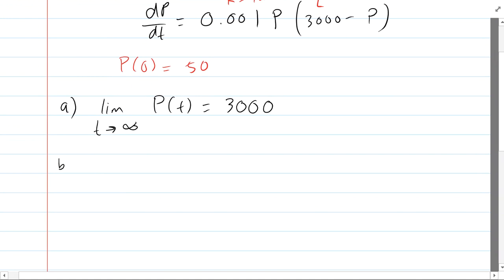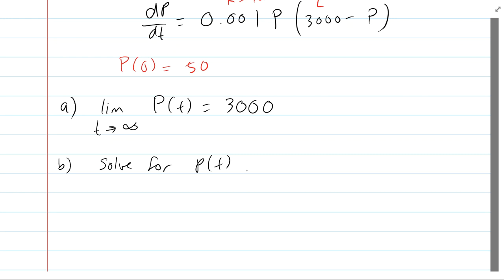Next thing, they want you to solve for P of T. And when I say solve for, you have to do the calculus. If I just say what is P of T, if you memorize the formula, you can just do that. And you can use it.